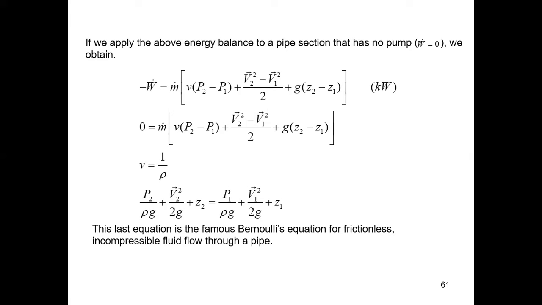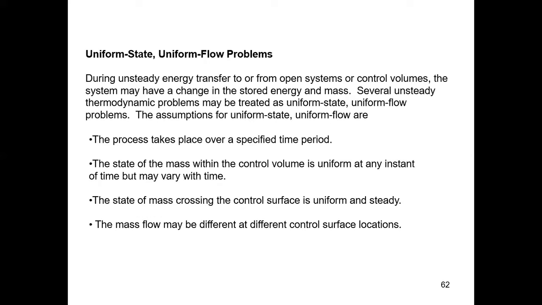So pressure energy plus kinetic energy plus potential energy. The first term is the pressure energy or flow work energy, plus the kinetic energy plus the potential energy at position 2 is equal to the same at position 1. So this is the famous Bernoulli's equation for frictionless incompressible fluid through a pipe.